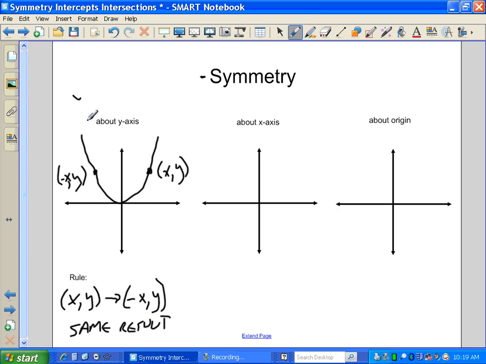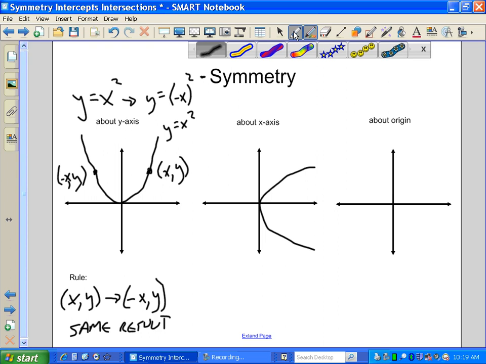Now let's go with the example. So if I have y equals x squared, if I change my x to negative, y equals negative x squared. Negative x squared is x squared. So I get the same answer, the same original equation back by replacing x with negative x.